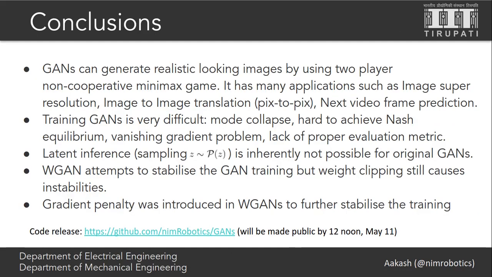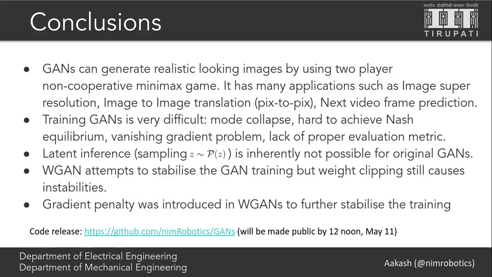So this brings us to the conclusions. GANs can generate realistic looking images by using a two-player minimax game, and they have many applications including super resolution of images, image to image translation, and video frame prediction. But the problem here is that training GANs is very difficult. And one of the most common problems is mode collapse. That is, when our distribution is like Gaussian, our generator only generates images that are of similar type, and there is no variation in the types of results generated. So that is one of the problems.